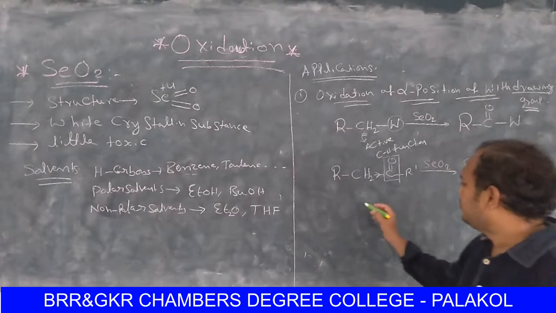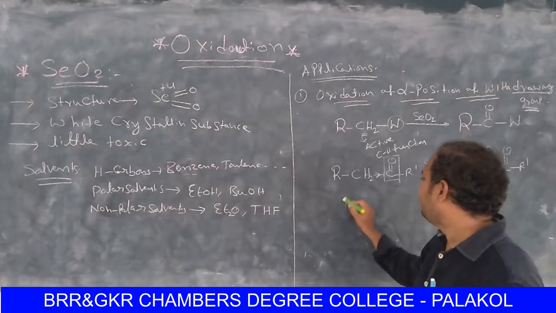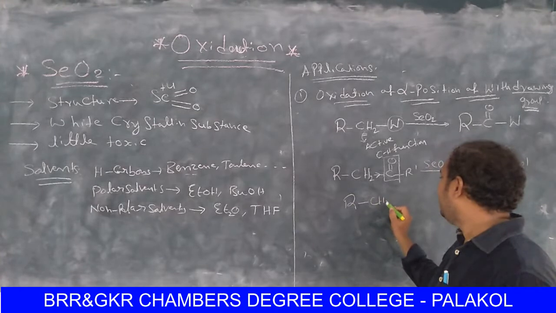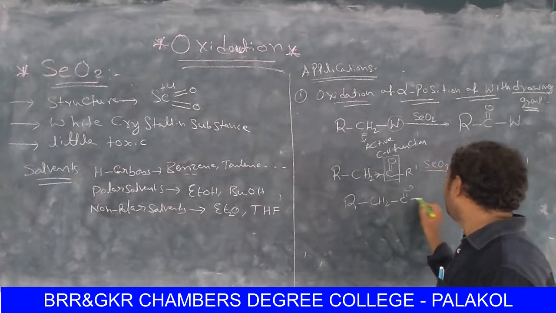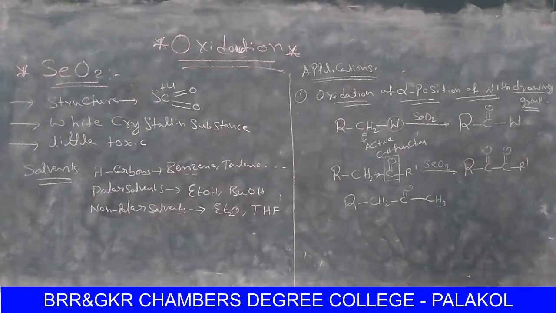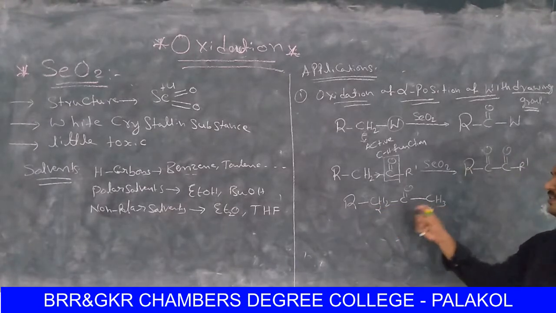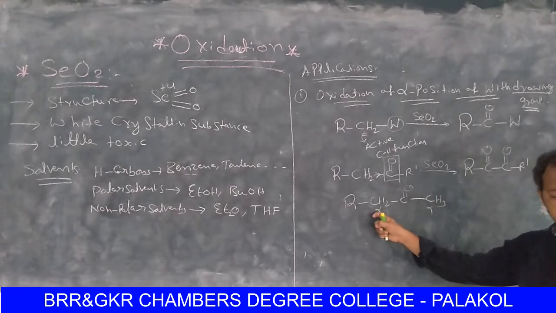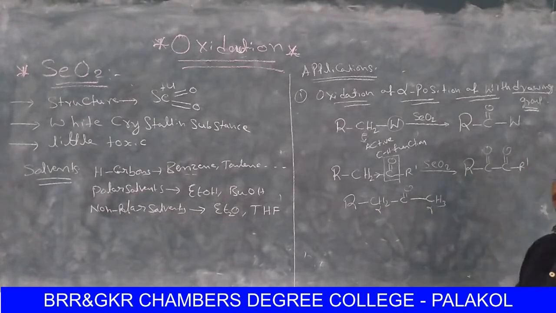Let us see some more examples. For example, here I am taking RCH2, C double bond O, CH3. Very interesting. Take a look at this compound: this is the alpha methylene group, and this is the alpha methyl group. Both are present at the alpha position. But is the oxidation taking place at both sides, or only at one position? That we have to decide.